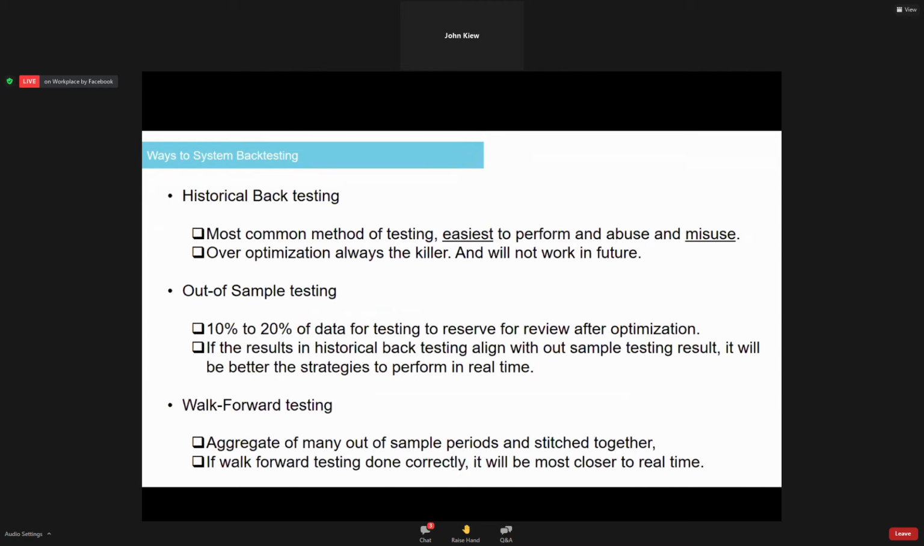So I will do my research and development on maybe 2 years of data. The other 2 years of data I will use for verification or ratification, whatever you want to call it. Even my optimization I will do on the initial data, and after the optimization I will use the other data to verify it. So basically, out-of-sample testing and walk-forward testing work like that.